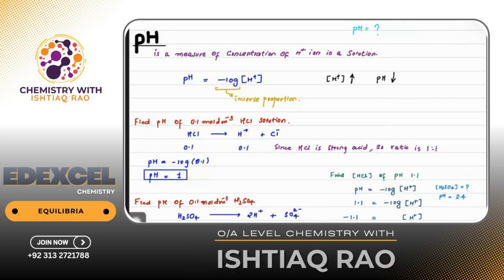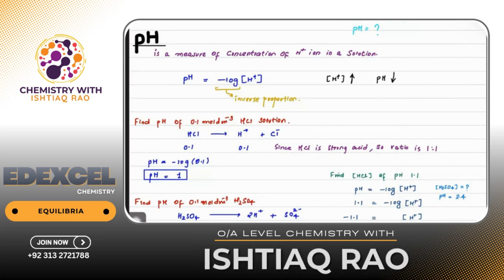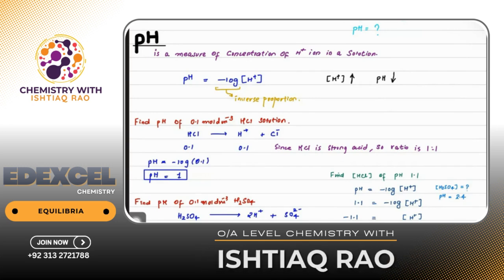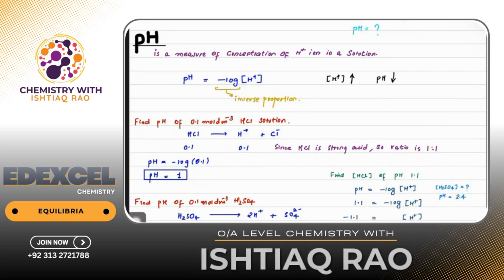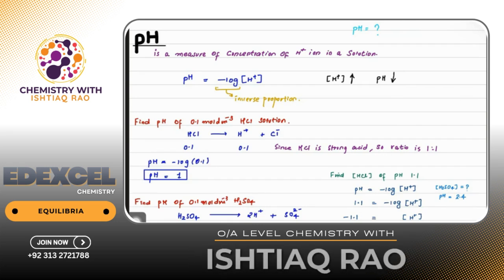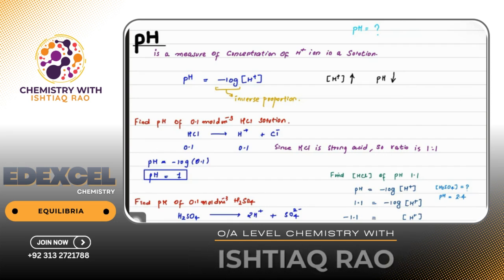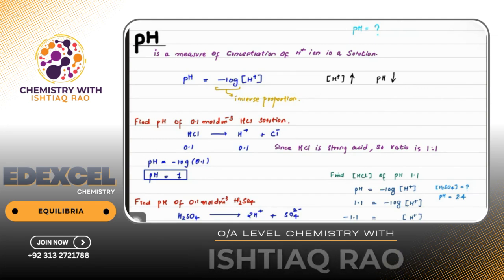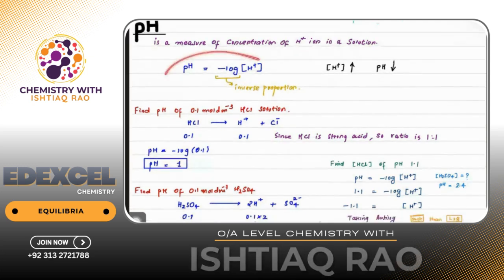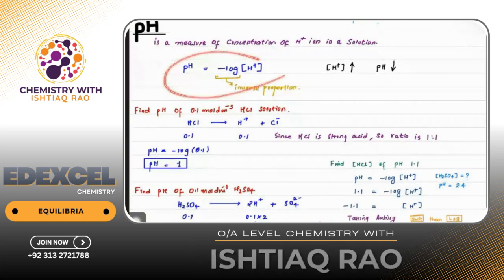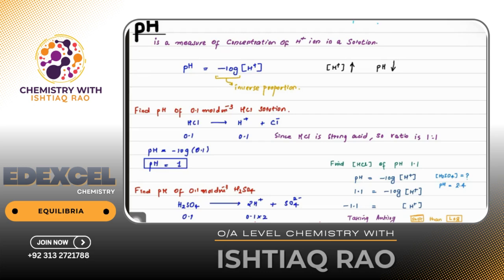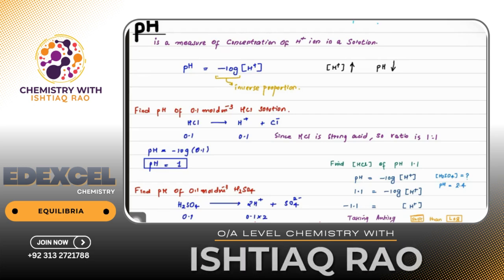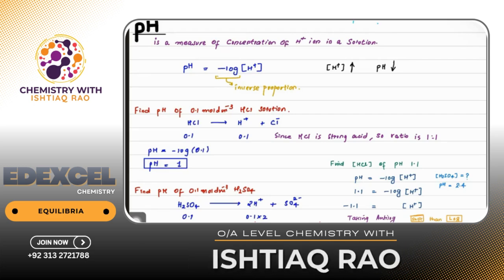But if the pH is 1, it means that the concentration of H positive ion would be higher. When the concentration is higher, I can say that the pH would be lower, right? So by the way, it's inversely proportional to each other. We have to know this relation because the examiner would be giving you the concentration of H positive ion and will be asking about the pH and vice versa.